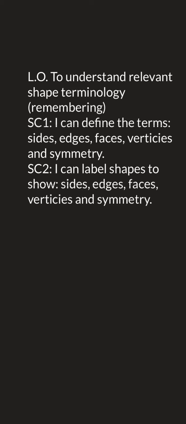Okay everybody, now that you've written out your mini maths dictionary, you have shown that you can define the terms sides, edges, faces, vertices and symmetry. You've defined those because you've explained what they mean. You've said what they are. So now what we need to do is label shapes to show them so that you can really prove that you understand what those words mean. Let me show you how you can do that.